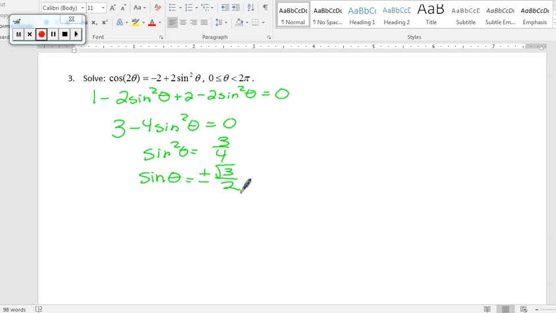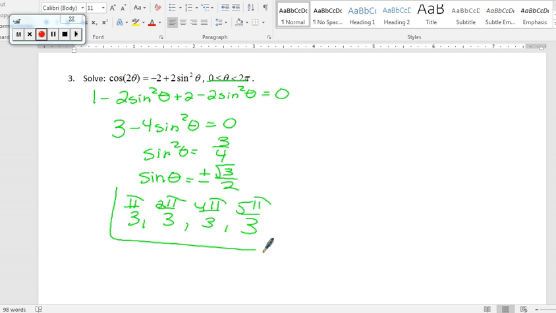So where is sine theta equal to that? This one did ask us just to solve on the unit circle, so that would be at pi over 3, 2 pi over 3, 4 pi over 3, and finally 5 pi over 3. So those would be the 4 answers that would solve this equation for problem number 3.